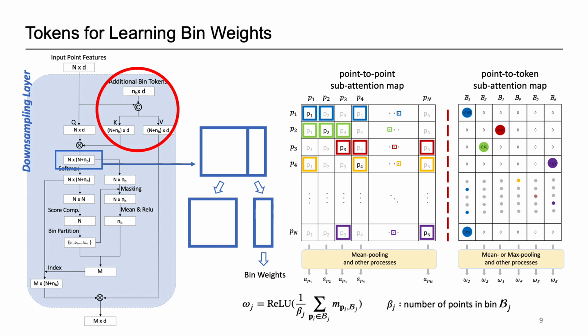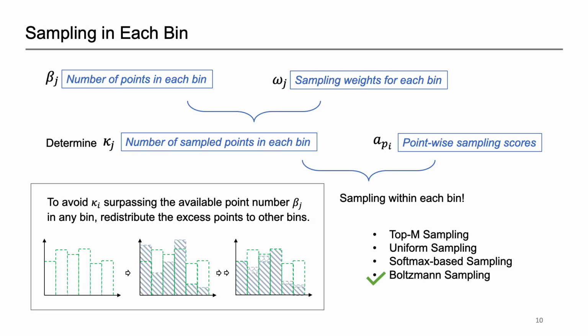For the point-to-point subattention map, the method introduced before is applied to obtain point-wise sampling scores and to learn the boundary values for bin partitioning. For the point-to-token subattention map, a mask operation is performed based on the partition result, and the sampling weights for each bin are computed with this equation. The final step is to perform sampling within each bin.